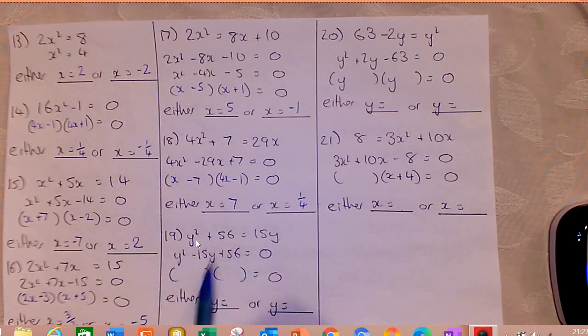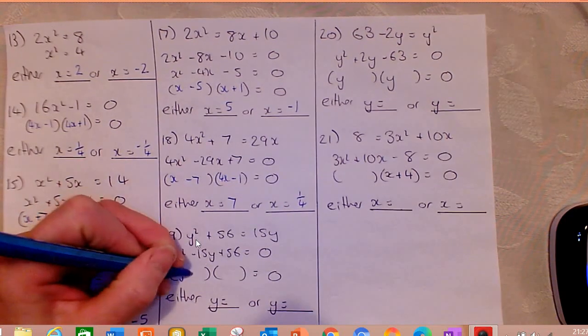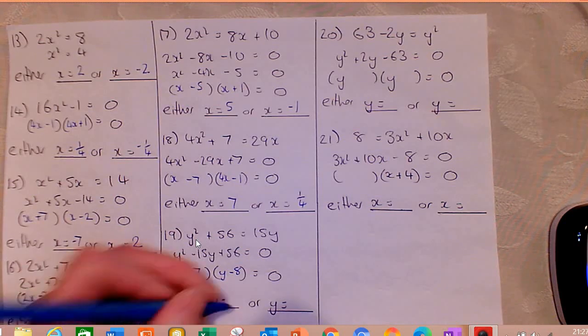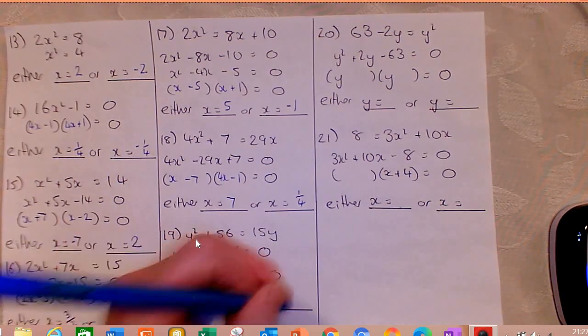So I'm going to move the 15y over. So we're back to a slightly easy one. Times together to make 56, adding together to make minus 15. I make that minus 7 and minus 8. So that was a bit easy, this one, wasn't it? y is 7 then, or y is 8.